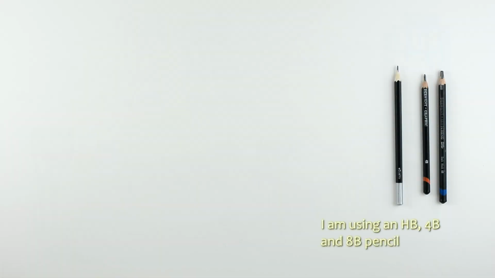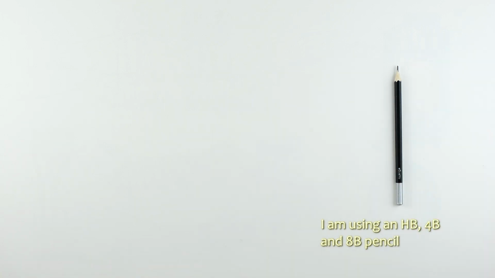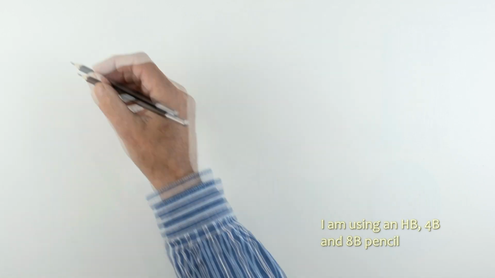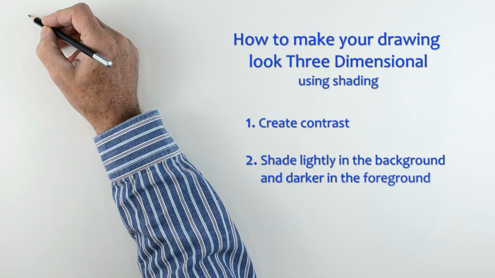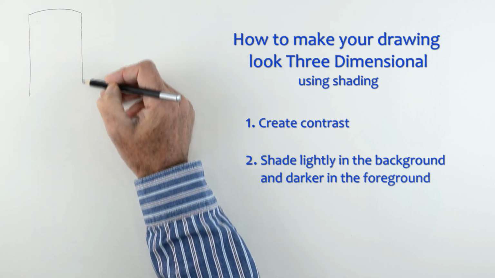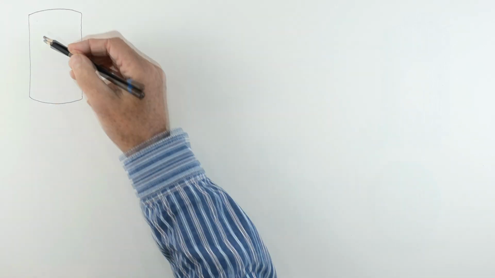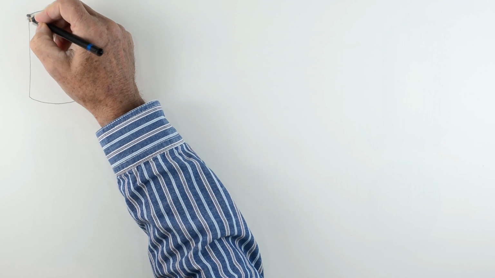I'm going to use 3 pencils, an HB, a 4B and an 8B to get different contrasts. We're going to concentrate on 2 elements, creating contrast and creating shade between the background and the foreground, lighter, darker. If you can build in these 2 ideas to your drawings, you'll find your drawings work so much better.